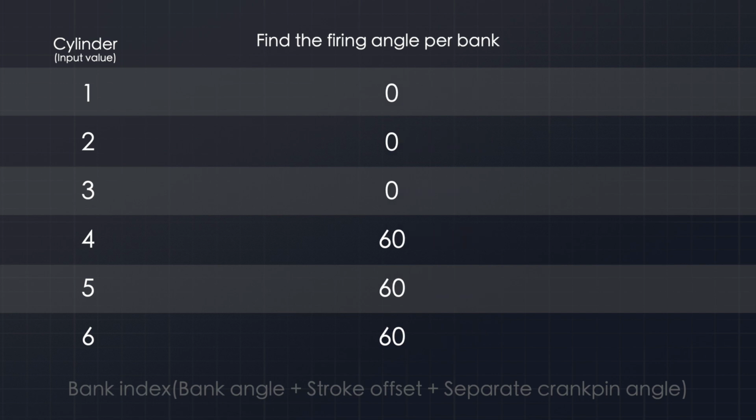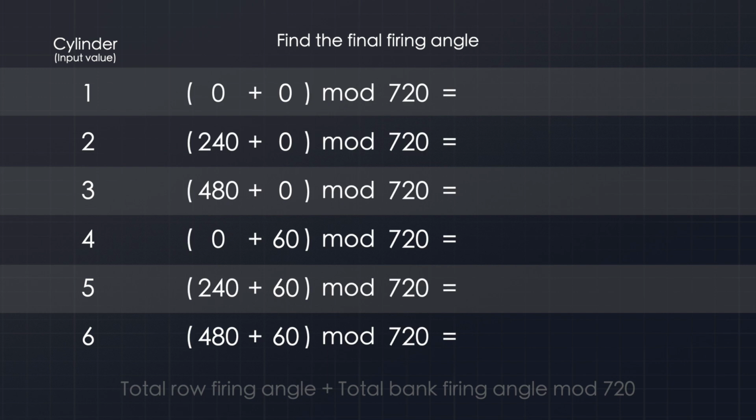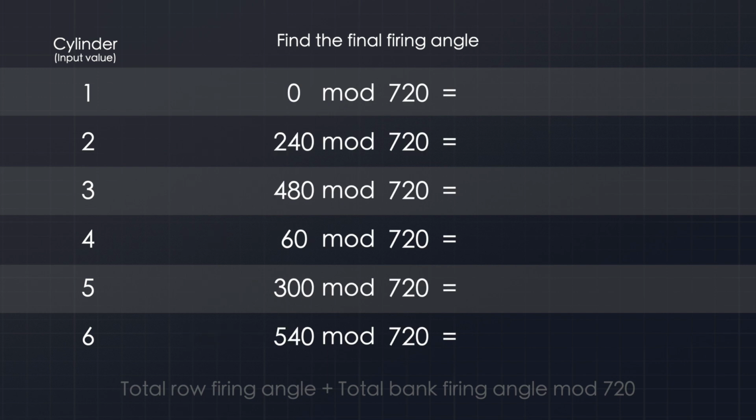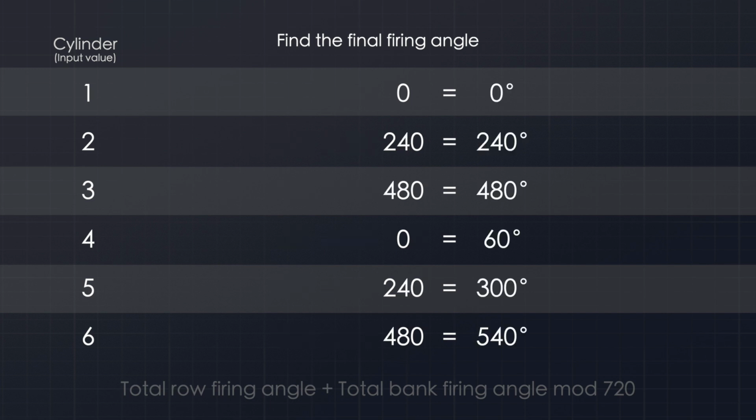Cool, so now let's put it all together and find the firing angle for all of the cylinders. We take the firing angle per row and add it to the firing angle per bank, then do mod 720. None of our V6 angles are above 720, but that can definitely happen based on configuration, so it needs to be factored in. When we plug all that in and math it out, we get the final angles.